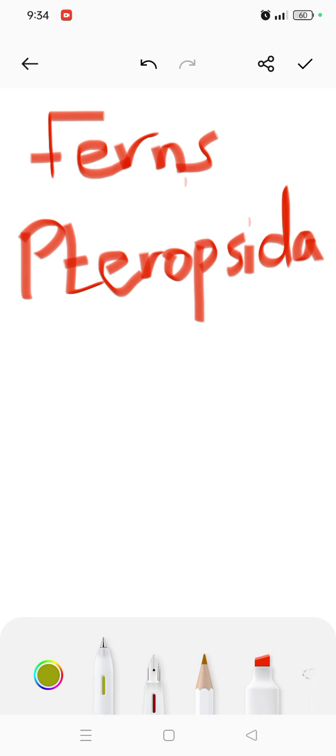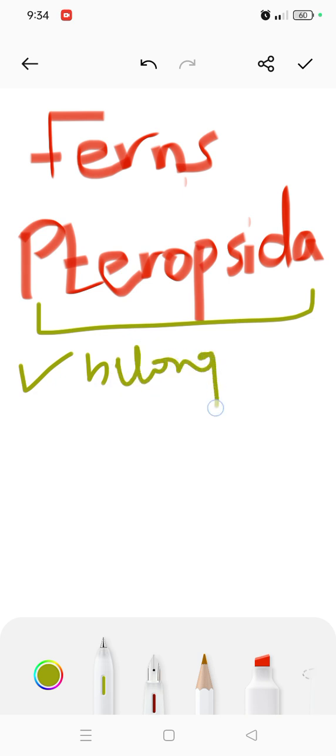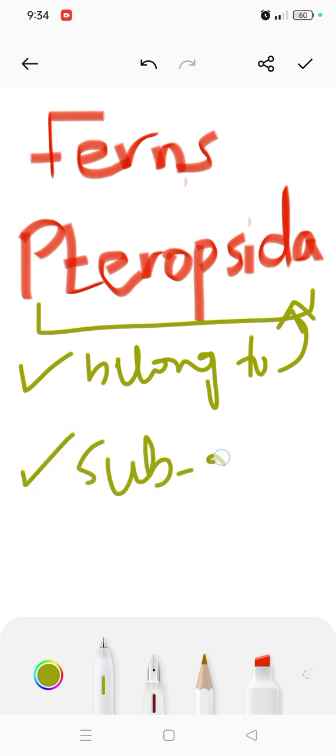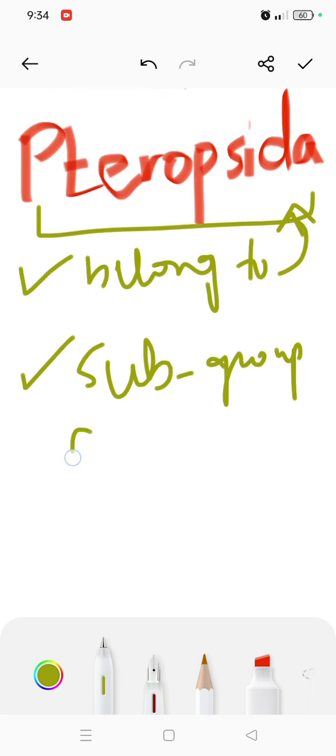So let's get started. First thing, all ferns belong to this group, Pteropsida, and they have a subgroup or class called Filicinae.